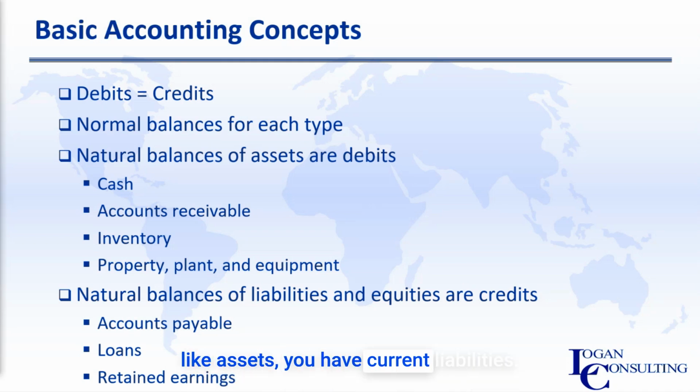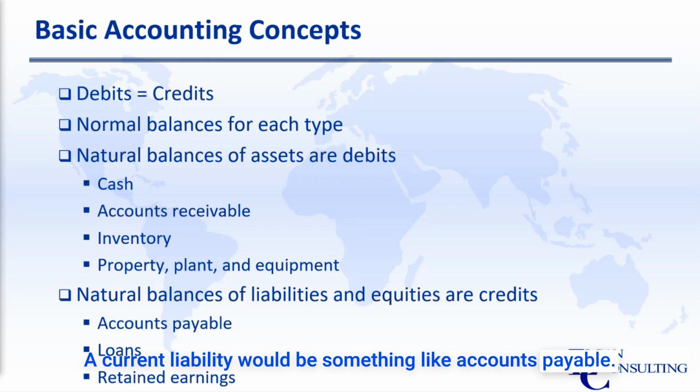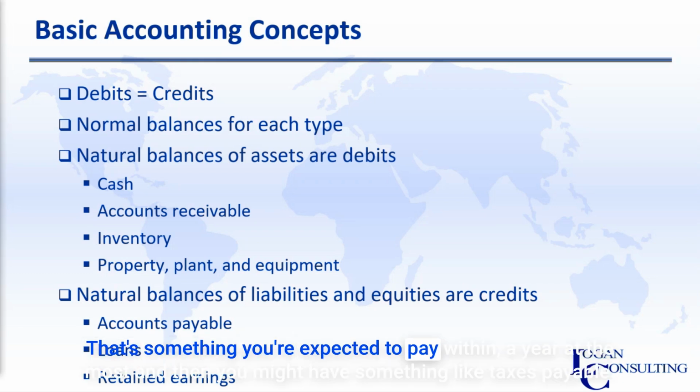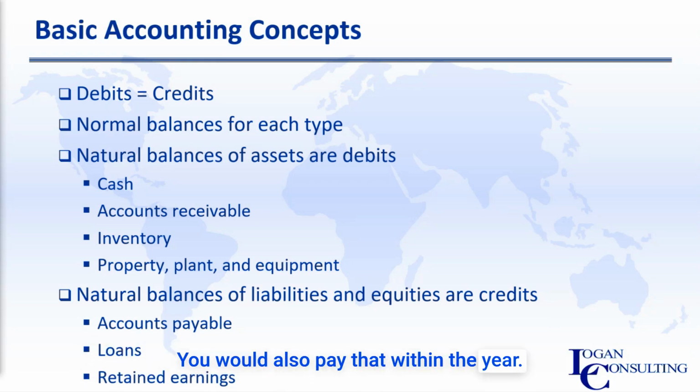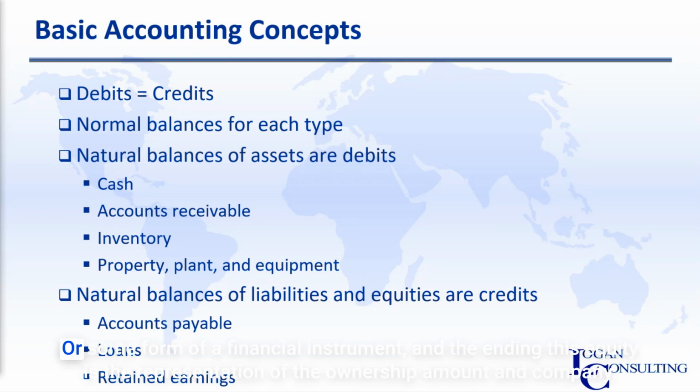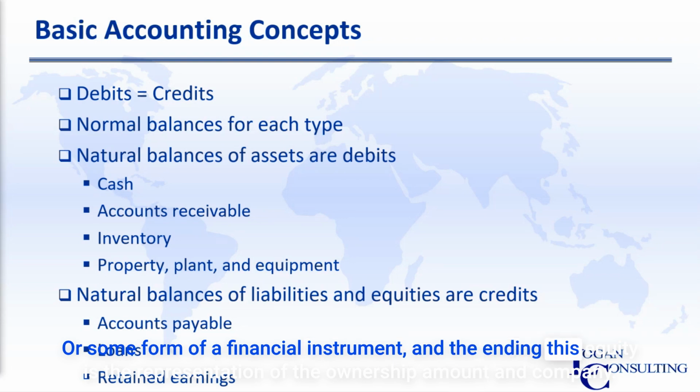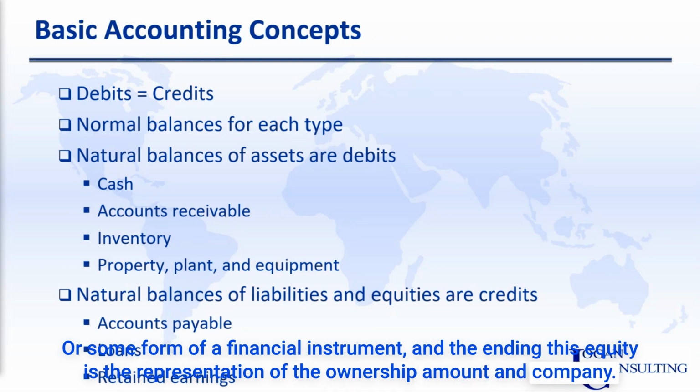Like assets, you can have either current or long-term liabilities. A current liability would be something like accounts payable, something you're expected to pay within a year at the most. And then you might have something like taxes payable, which you would also pay within the year. You also might have long-term liabilities, something like a loan or some form of a financial instrument. And ending this, equity is the representation of the ownership amount in the company.